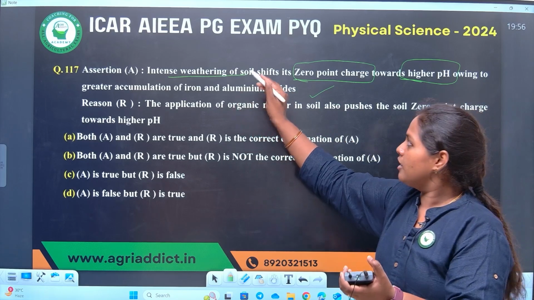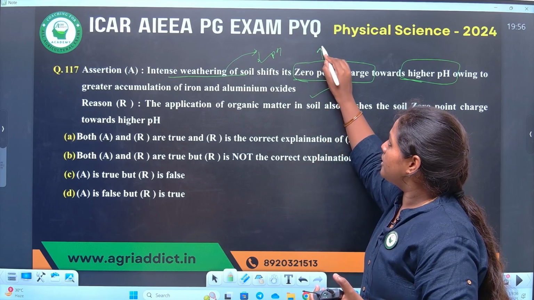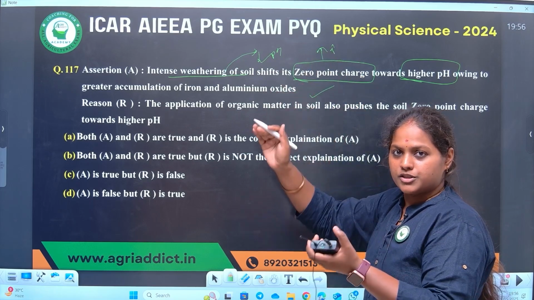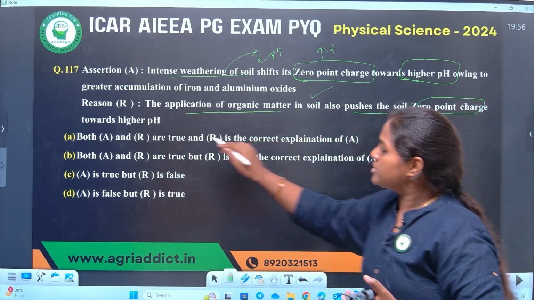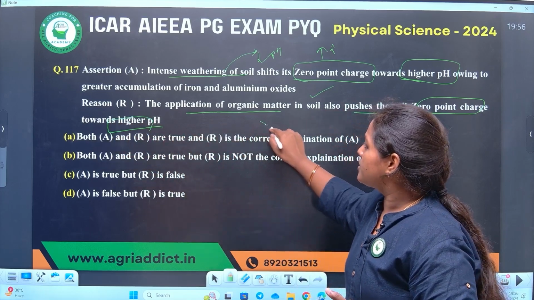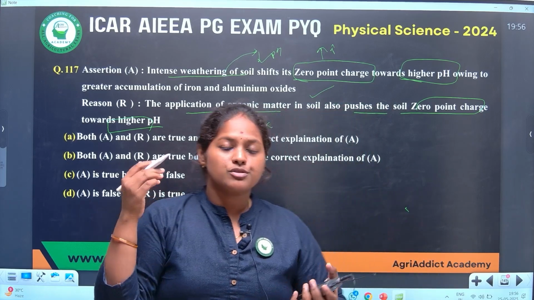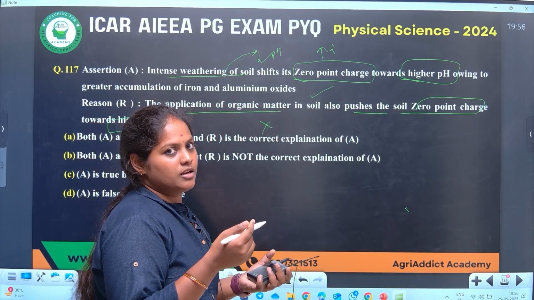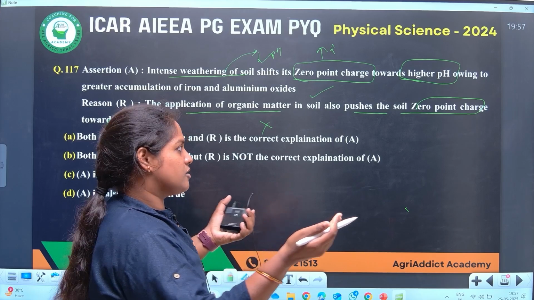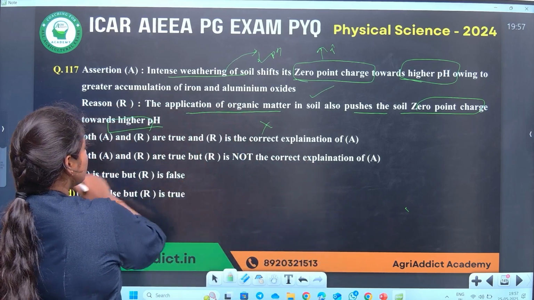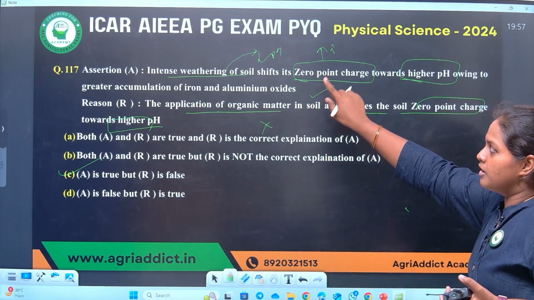Here weathering is promoting lowering the pH. So due to weathering pH is getting lowered. So ZPC is moving towards higher pH. It is like opposite. Next, application of organic matter also pushes the ZPC towards higher pH. It is false because when organic matter is applied, basic cations and cation exchange capacity will be increased. So the pH is increased due to application of organic matter. pH is increased, so ZPC will move away from it to the lower pH, not higher pH. So it is false. A is true, R is false. Option C. This ZPC concept is very important, don't get confused.